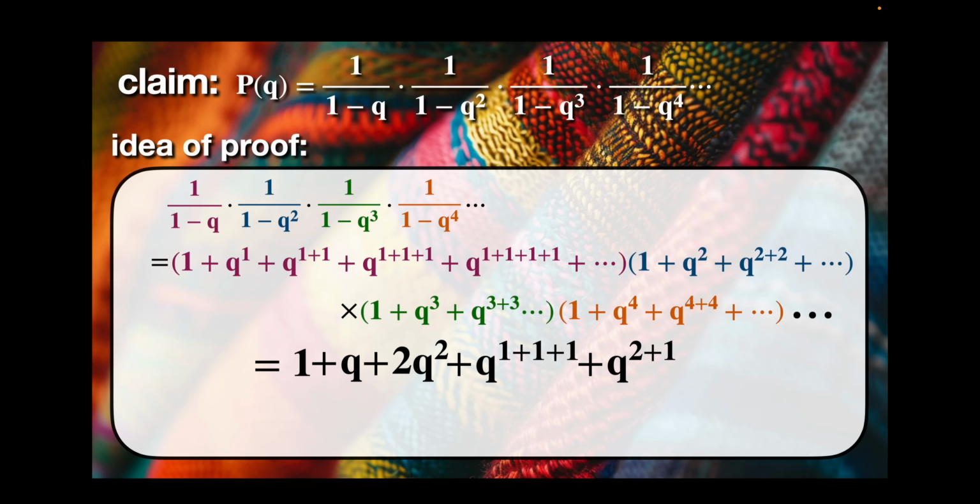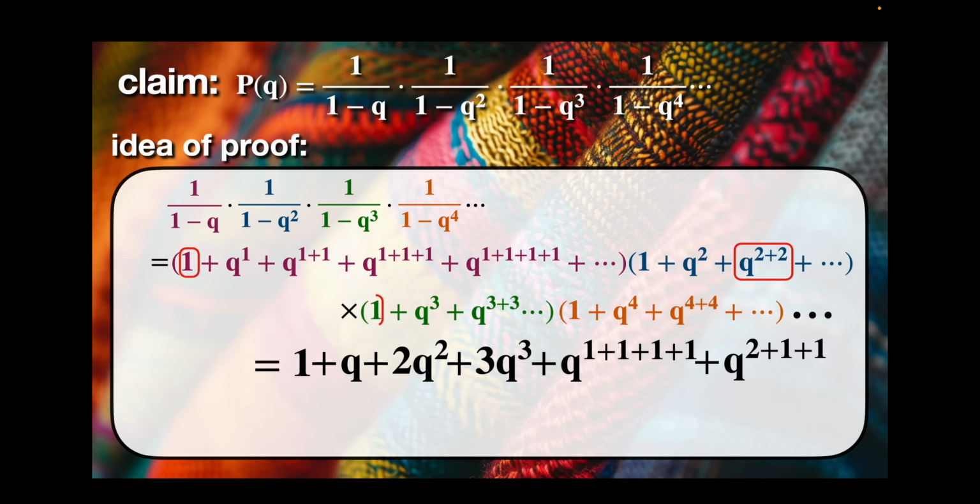Or we could have a 1 times q cubed times all 1s, and that's going to give us our q cubed term. Now, of course, we could add all those together because they're like terms, and that's going to give us 3 times q cubed. So notice that we're encoding the partitions of n in the exponents of q, and that's going to naturally give us the correct coefficient. And this is something that's going to extend on and on and on. Okay, so that's the idea for why this partition function takes this form.